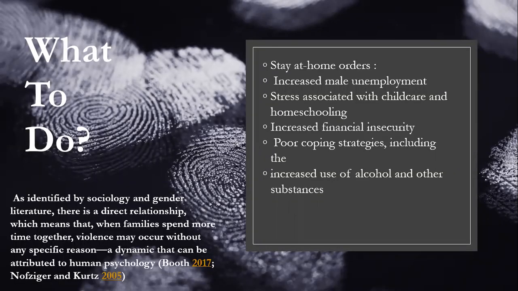There were stay-at-home orders and increased unemployment. There was a lot of stress associated with childcare and homeschooling, as parents and children now have to do their work, their jobs, and their schoolwork in the same environment. Financial insecurity and unemployment had risen. There were poor coping strategies, including increased use of alcohol and other substances. And naturally, in sociology literature, you would see that when families spend more time together, violence may occur without any specific reason. This is a dynamic that can be attributed to human psychology.